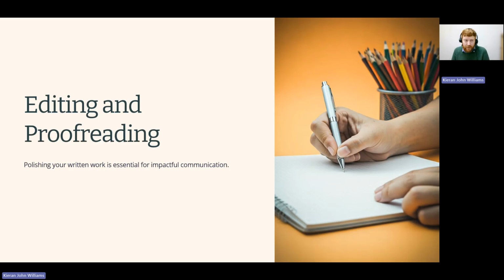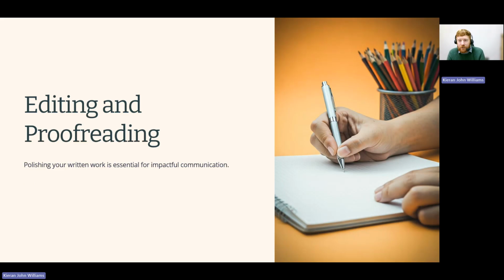Now, my name is Kieran, as you may know, and today we are going to focus on editing and proofreading, which are two essential stages of academic writing. So, many students believe that once they finish writing their assignment, their work is complete, it's done. However, strong academic writing does not just end with that first draft. In fact, the real improvement often happens after you have finished writing. So this means basically polishing your work after you have finished it. And this is essential for truly impactful communication.